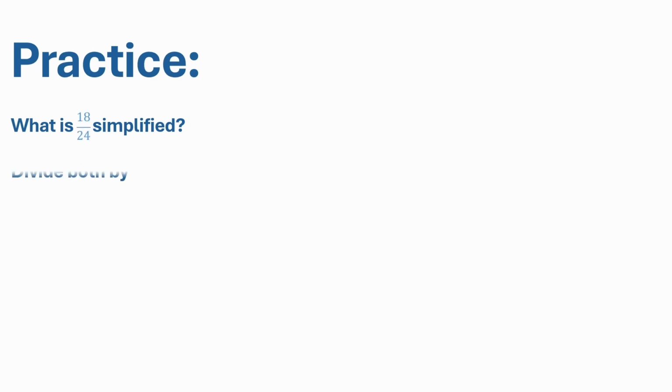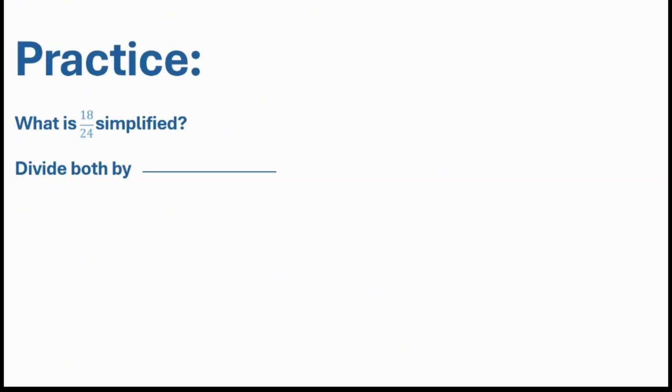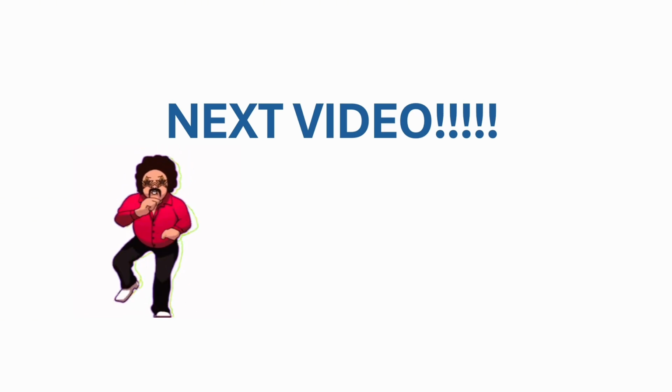Practice for you. What is 18/24 simplified? Divide both numbers by 6. 18/6 is 3. And 24/6 is 4. So here, you should end up with 3/4 as the final answer. Look at that. You now understand fractions.